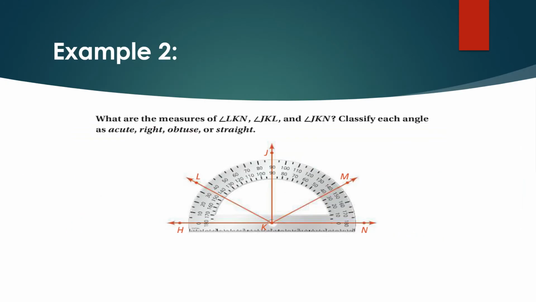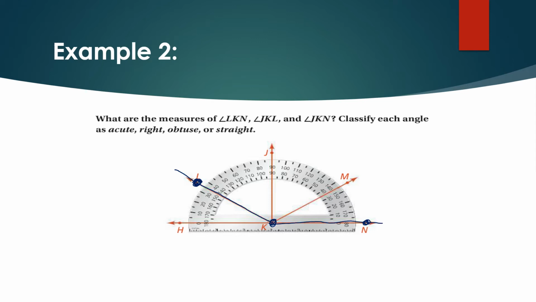Here in example 2, they're asking what are the measures of angle LKN, angle JKL, and angle JKN. And then they ask us to classify each angle as acute, right, obtuse, or straight. My advice here is to always highlight the angle that you're trying to measure. So the first angle is LKN. Point L is over here, K is the vertex, and then N is all the way over here. So we're dealing with a rather large angle.